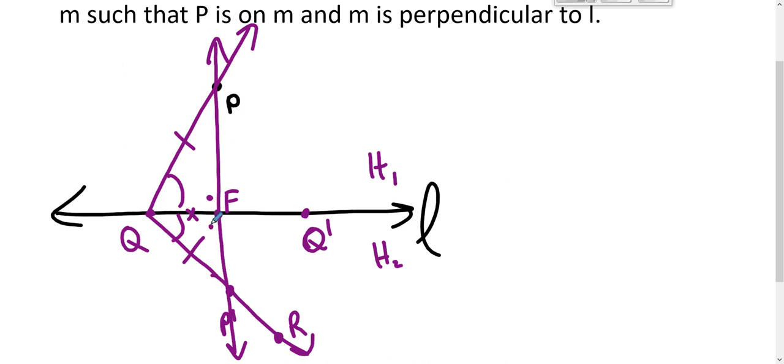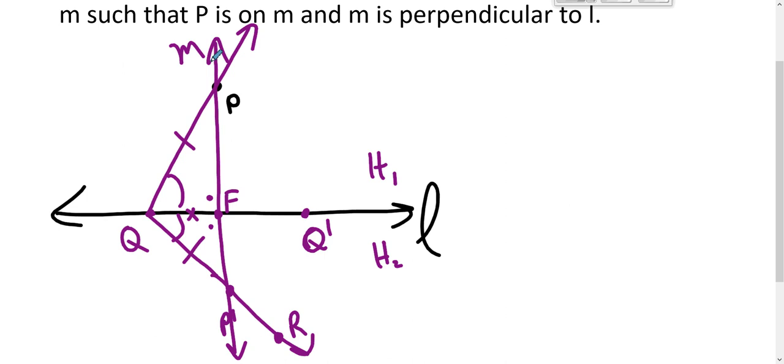So those angles are congruent, and they are on a linear pair. They form a linear pair. And so they both must have degree measure 90. And if they are both 90 in their measures, then they are both right angles. And so this line M is perpendicular to line L.